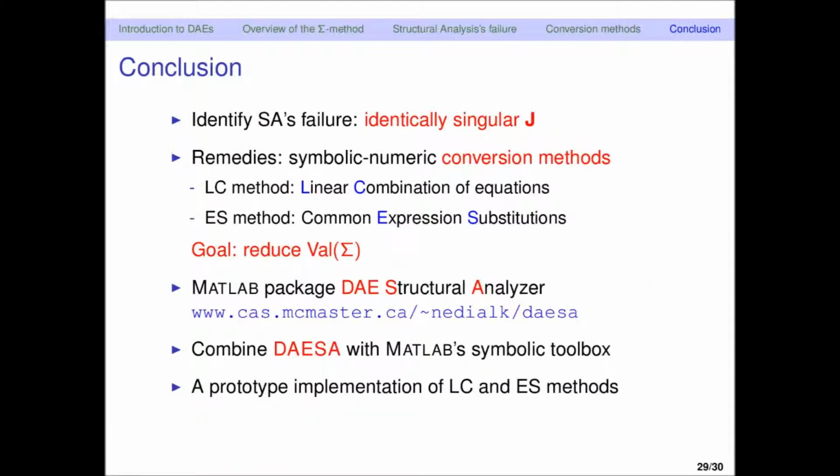So some concluding remarks. We identify the structural analysis failure, where it reports an identically singular Jacobian. We come up with the two conversion methods, which are the contributions. One is the LC method, which takes a linear combination of equations. The next one is the ES method, which performs expression substitution. The common goal of both methods is to reduce the value of sigma, the signature matrix.